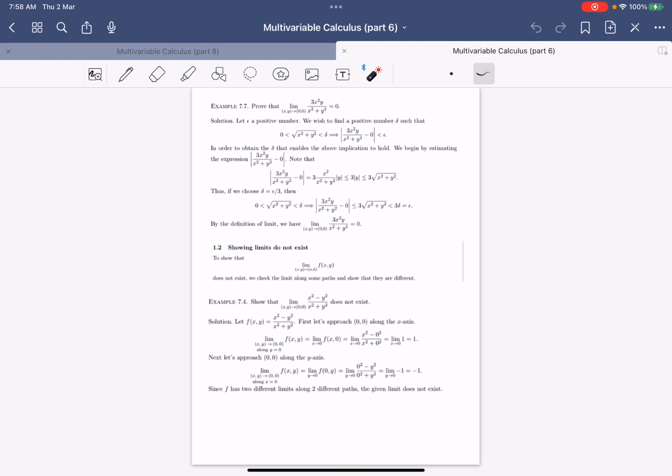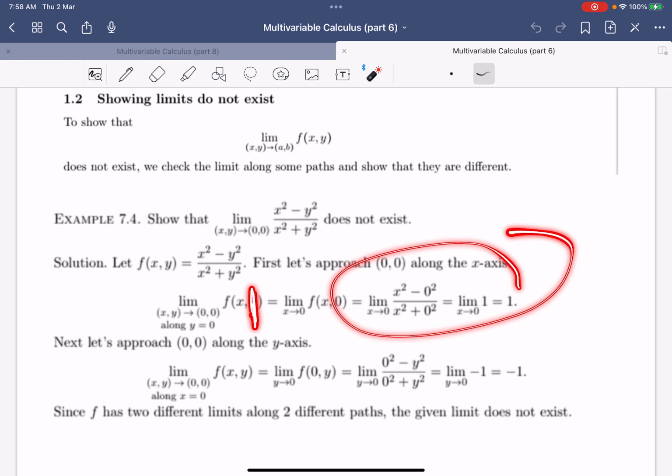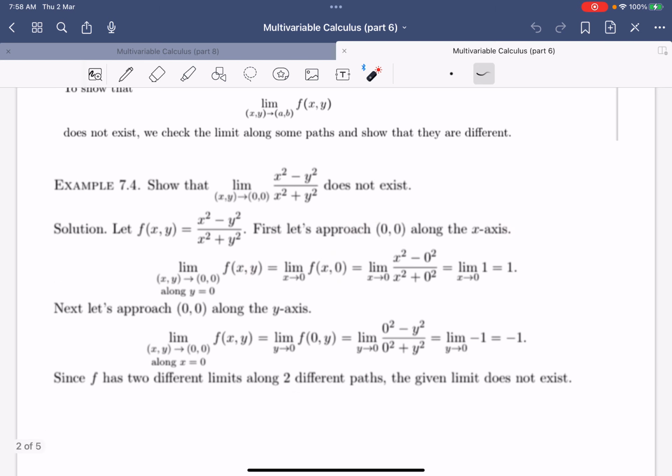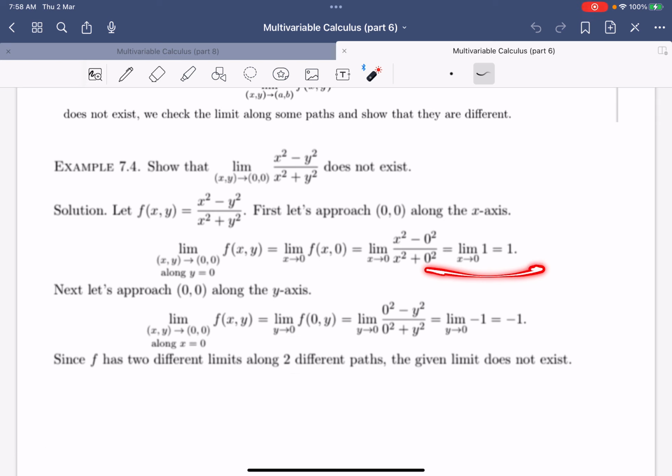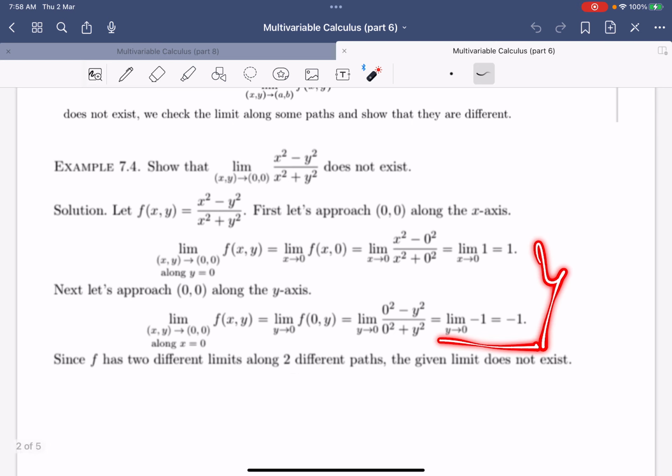If we want to show the limit does not exist, we have to find two paths such that the limits do not equal each other. For example, in this question, we travel along the y equals 0 line as x approaches 0. So we keep y equals 0 and vary x, and we show that the limit equals 1. But when we approach along the y-axis, you can show that the limit equals minus 1. So when you go along the x-axis and along the y-axis, there are two different paths and their limits are not the same. And so the original limit that we want does not exist.